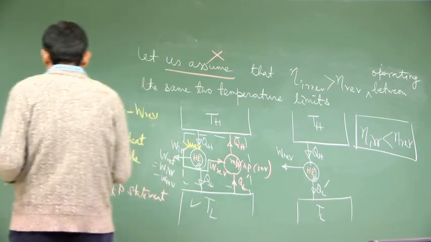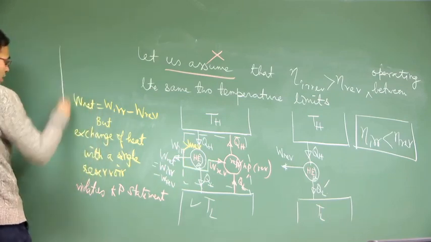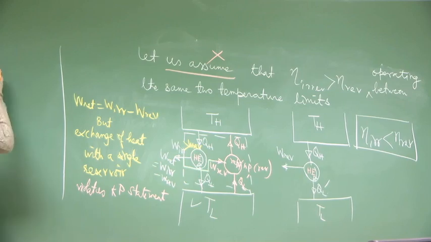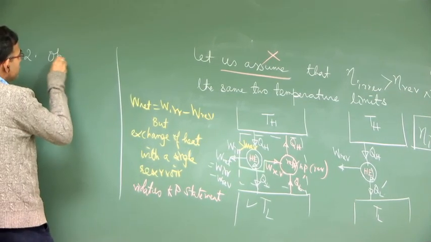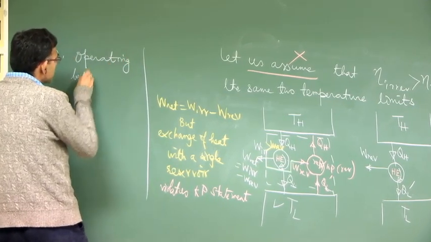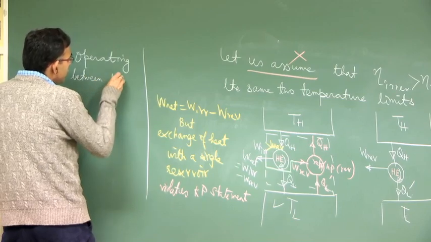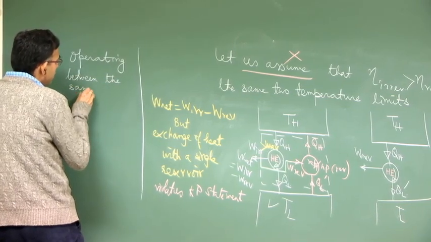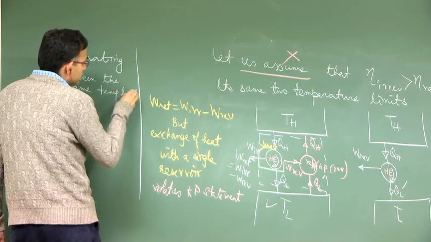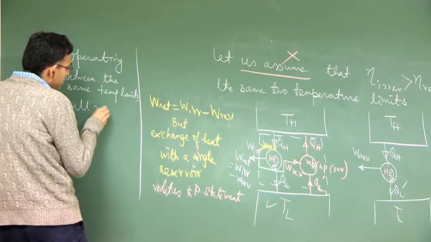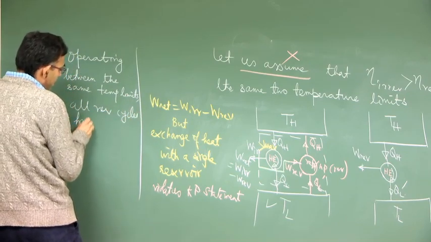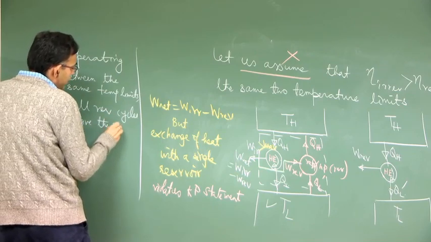Following this, the next theorem is a corollary of this one, which is that operating between the same two temperature limits, all reversible cycles have the same efficiency.